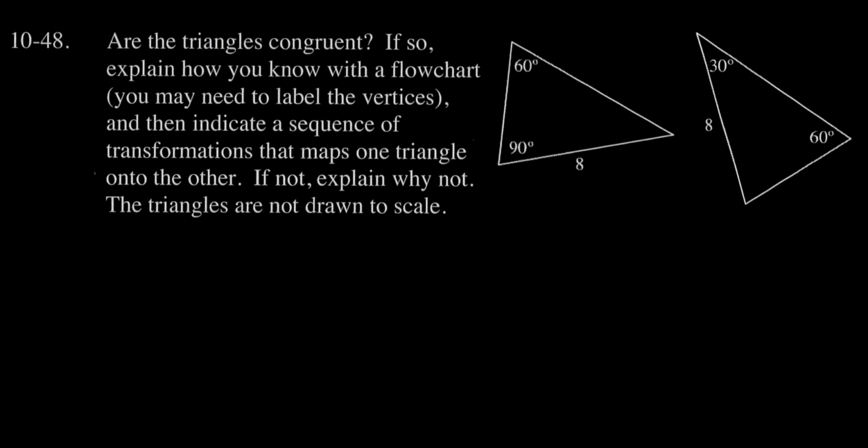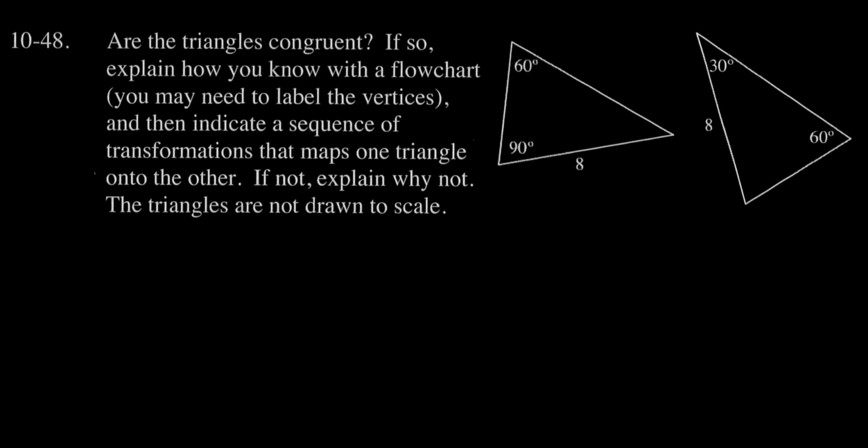All right, so question 48 says, are these triangles congruent? If so, explain how you know with a flowchart. You may need to label the vertices, and then indicate a sequence of transformations that maps one triangle onto the other. If they're not congruent, explain why not.